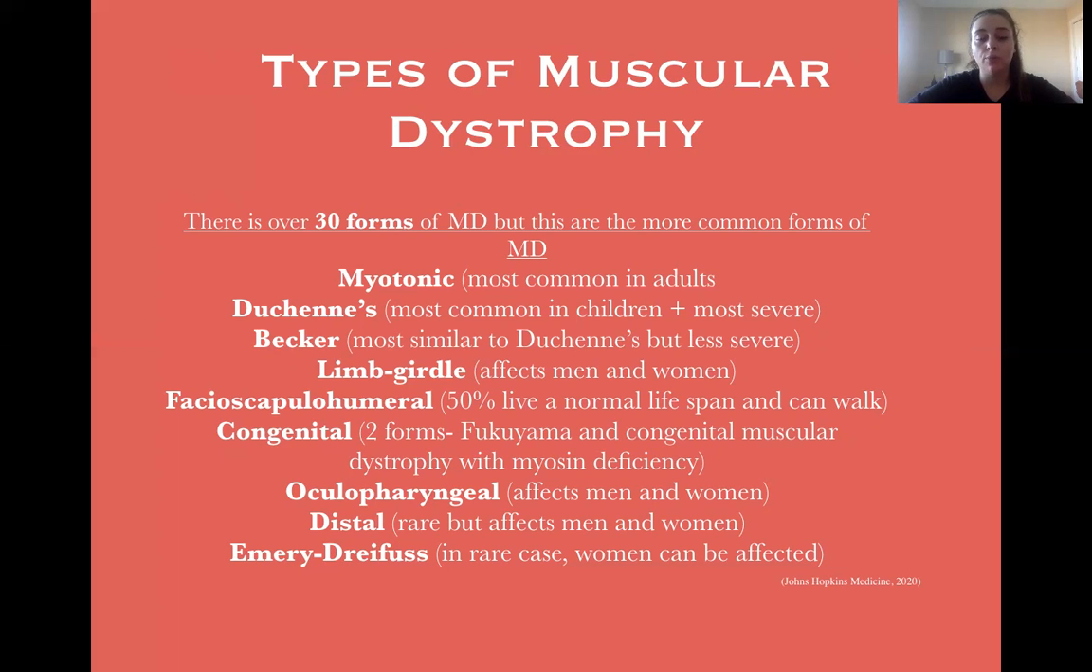The facioscapulohumeral, 50% live a normal life and can walk. Congenital, so obviously at birth. There are 2 forms, the Fukuyama and the congenital muscular dystrophy with myosin deficiency. We have the oculopharyngeal, which affects men and women. Distal, it's rare, but it also affects men and women. And Emery-Dreifuss, it's a rare case that women can be affected. As you can notice the pattern with all the muscular dystrophies, men are generally more commonly affected compared to women. So I thought that was quite interesting to look at.